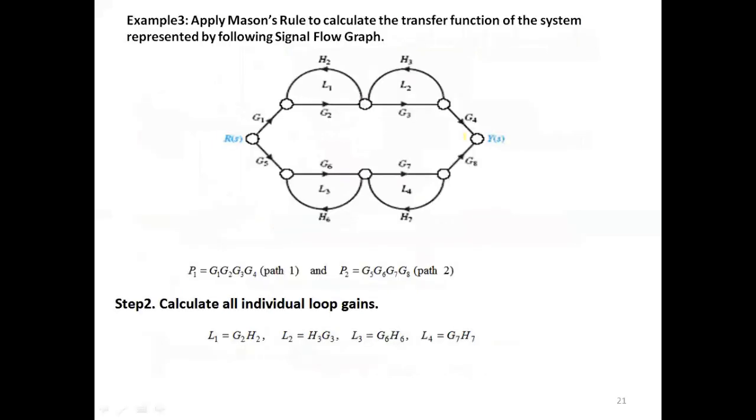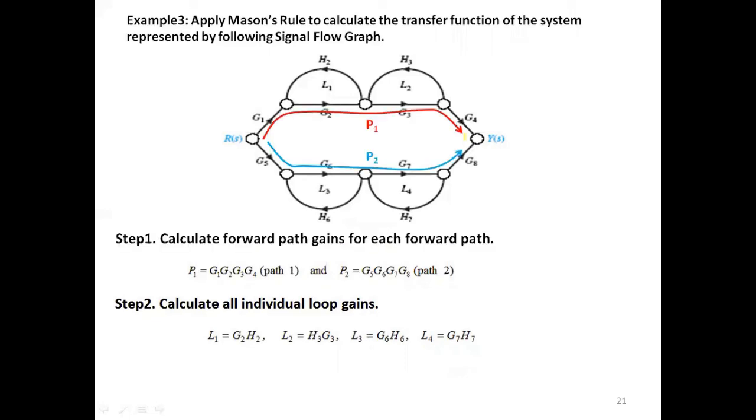Moving on to the next example, we are given a signal flow graph in which we are going to apply Mason's rule and calculate the transfer function of the system. With respect to this example, we have only two possible forward paths, and the forward path gain is given by P1 equal to G1, G2, G3, G4, and the second forward path gain is given by G5, G6, G7, G8. And step 2 is to calculate all individual loop gains.